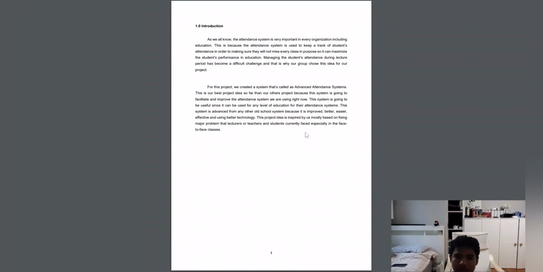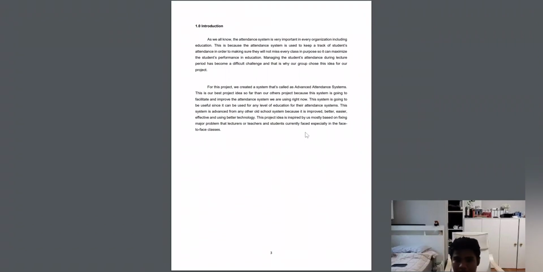As you all know, the attendance system is very important in every organization, including education. This is because the attendance system is used to keep track of students' attendance in order to make sure they will not miss every class on purpose, so it can maximize the students' performance in education. Managing the students' attendance during lecture period has become a difficult challenge, and that is why our group chose this idea for our project. For this project, we created a system that is called the Advanced Attendance System.